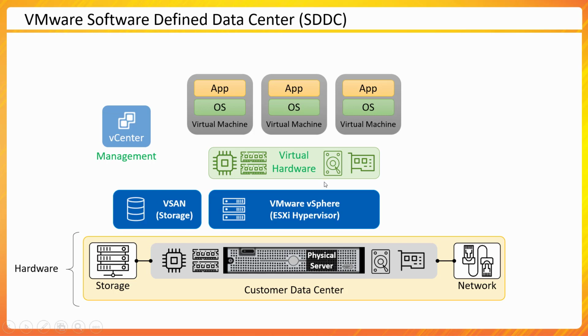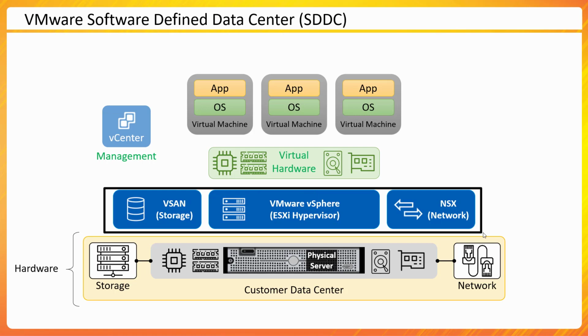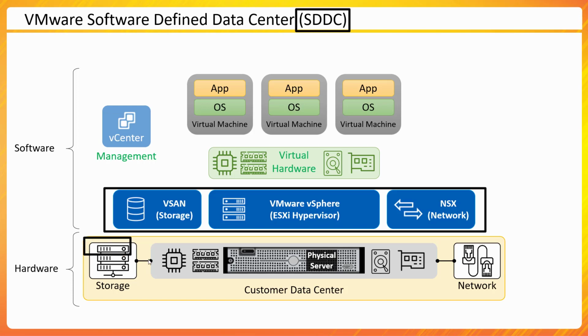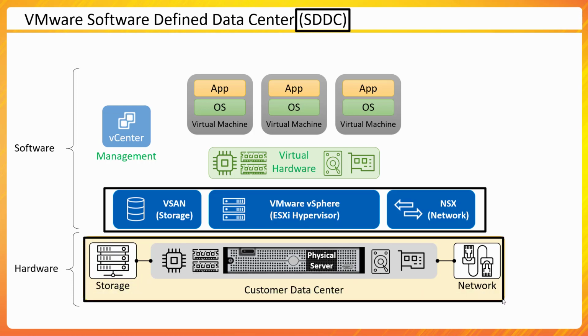Obviously, VMware had to also take care of the networking component. For networking, they have a product called VMware NSX, which allows you to do virtualization of networking. So the three main pieces of any data center are storage, server, and network. They have virtualized all these components in a software format, and this is called their software defined data center, or in short SDDC.